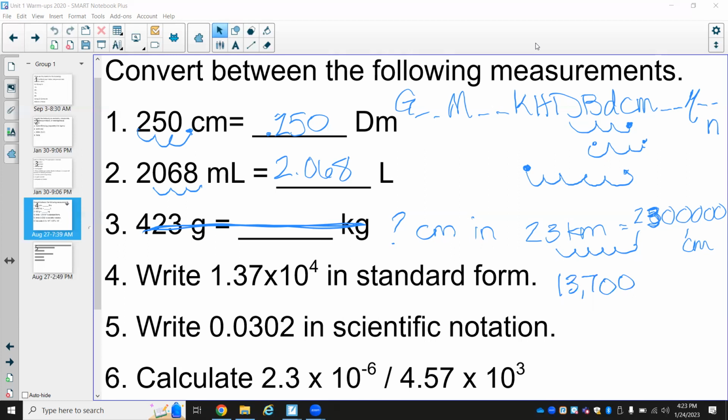Go in the opposite direction, writing numbers in scientific notation. So to write 0.0302 in scientific notation, the rules for scientific notation say you have to have one digit in front of the decimal point that is not 0. So the decimal point would have to move after the 3 here. So it would be 3.02.